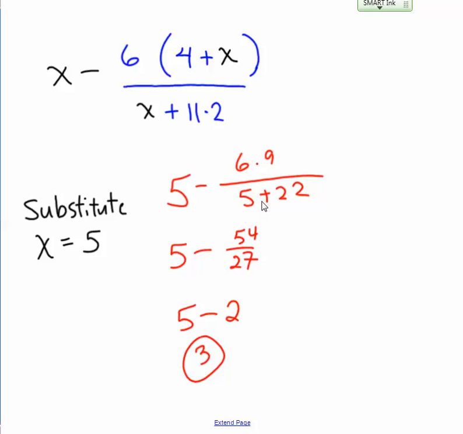on the top. And on the bottom, it's 5 plus 11 times 2 is 22, so we got 27 on the bottom. And then on the top, 6 times 9 is 54. 5 plus 22 is 27. We divide next, because we divide before we subtract. 54 divided by 27 is 2, and the very last thing is this subtraction. Remember, this is a grouping symbol, and 5 minus 2 is 3, and that was the final answer.